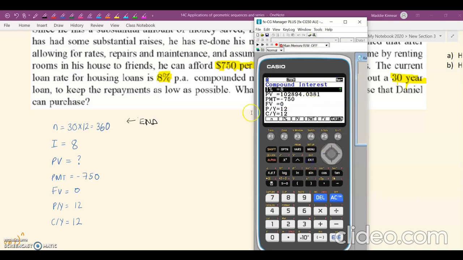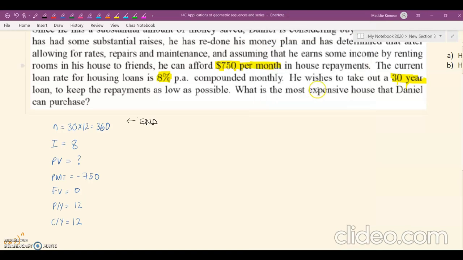But at the moment, I've just realised I've not changed my setting to n, so I need to change that one first. So we're going to press Shift, Setup, change it from beginning to end, F2, and let's just double check this will actually change the value. So our present value is $102,212.62. So remembering that crucial thing, we need to make sure we change that. And our present value then is going to be $102,212.62.